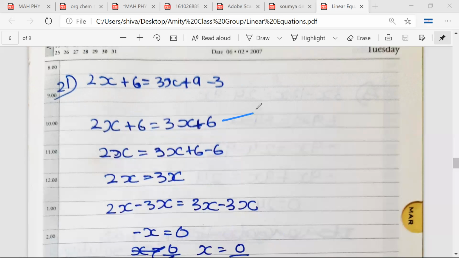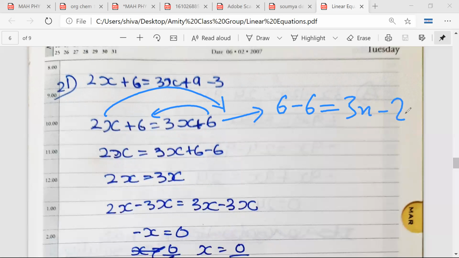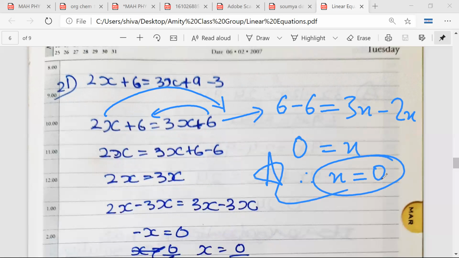Or what you could have done is, of course, this is optional. You could have brought this x this side. 6 minus 6 is equal to, you would have brought this 2x on this side, 3x minus 2x. This is optional. Therefore, x is equal to 0. Sanviji, have you understood? Yes, sir. Right. Samaji, have you understood? Yes, sir.